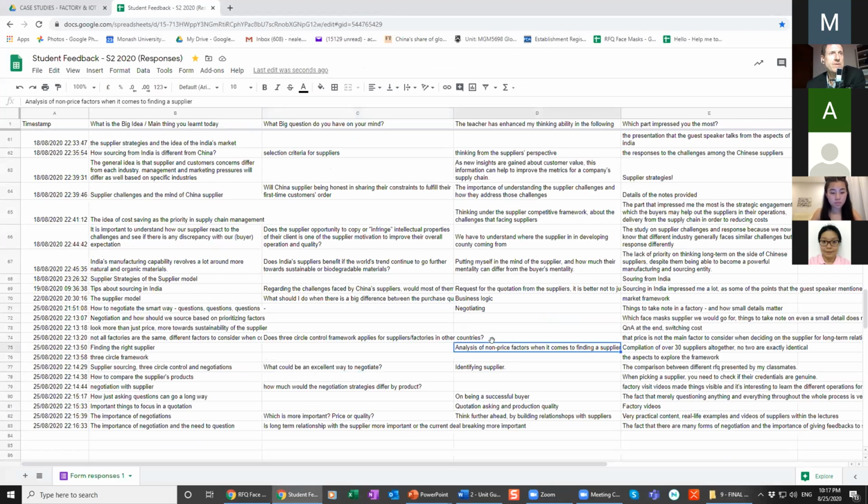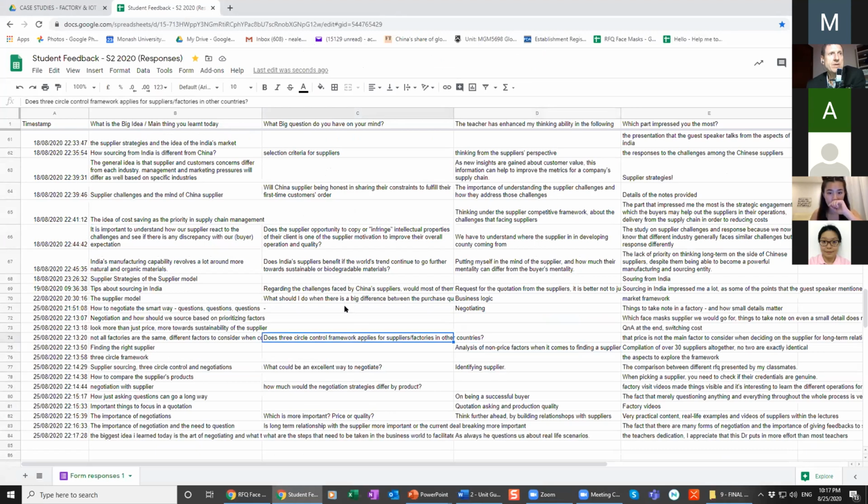Would be when negotiating, identifying. Big question. Just while you're filling out that, I'm happy to just stay on here. Does the three-circle control framework apply to suppliers, factories in other countries? Yes, it does. I think it applies to any suppliers, factories, and when you're sourcing away from your own home country, well, actually your own country too, you still need to have a relationship. You still need to think about the contract, legal documentation, and the quality of the product that you're sourcing. So the three-circle control framework is just a generic way of grouping 3 groups of concerns, the multitude of concerns that you would have when you are sourcing.